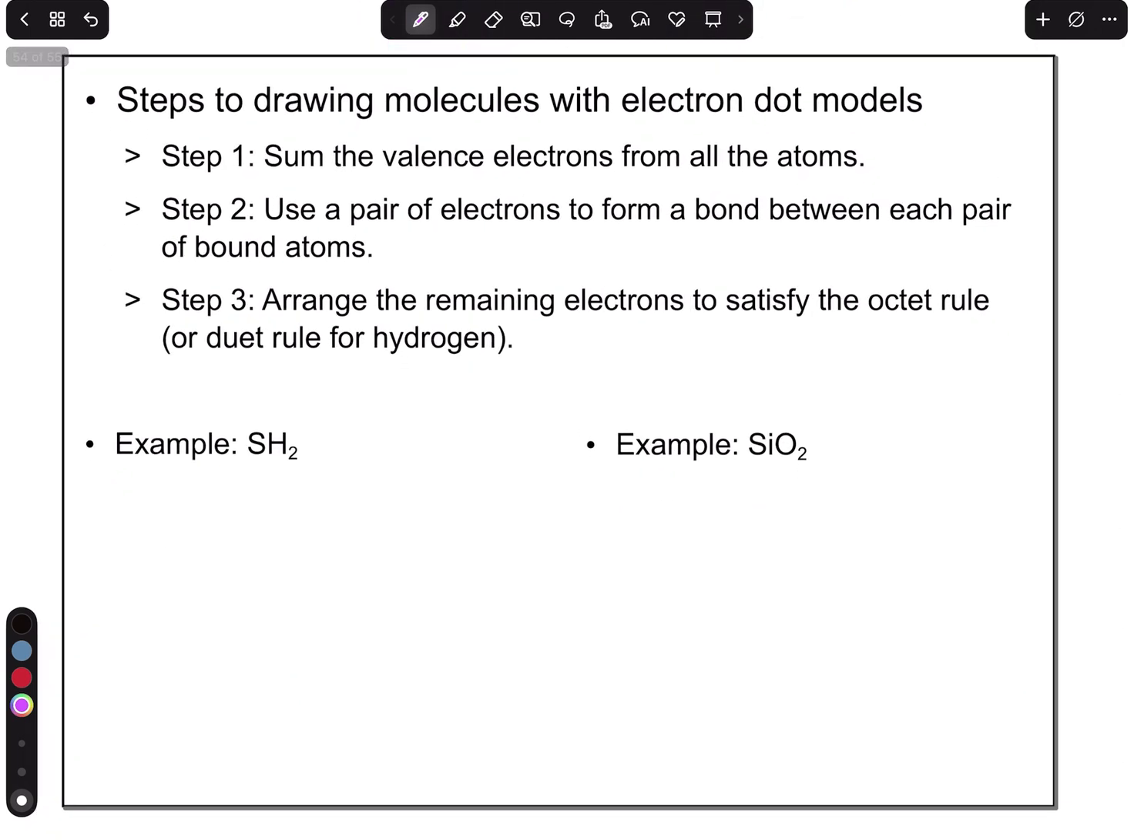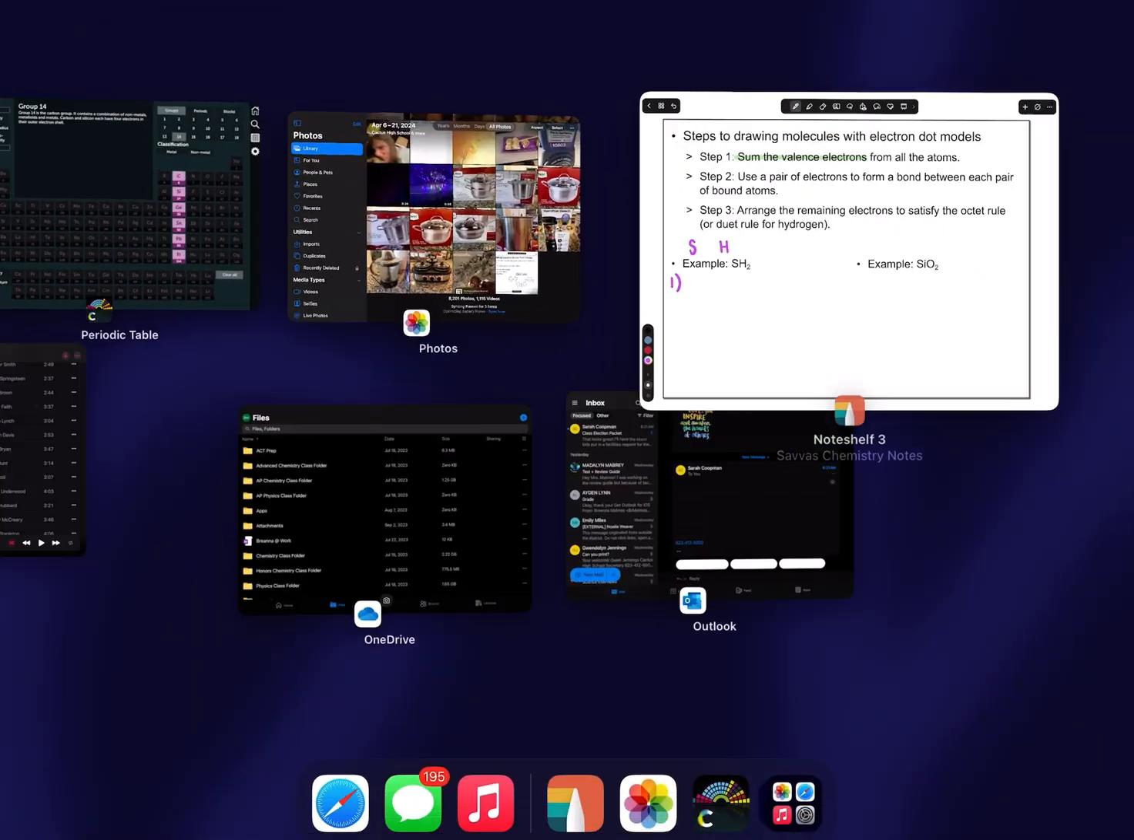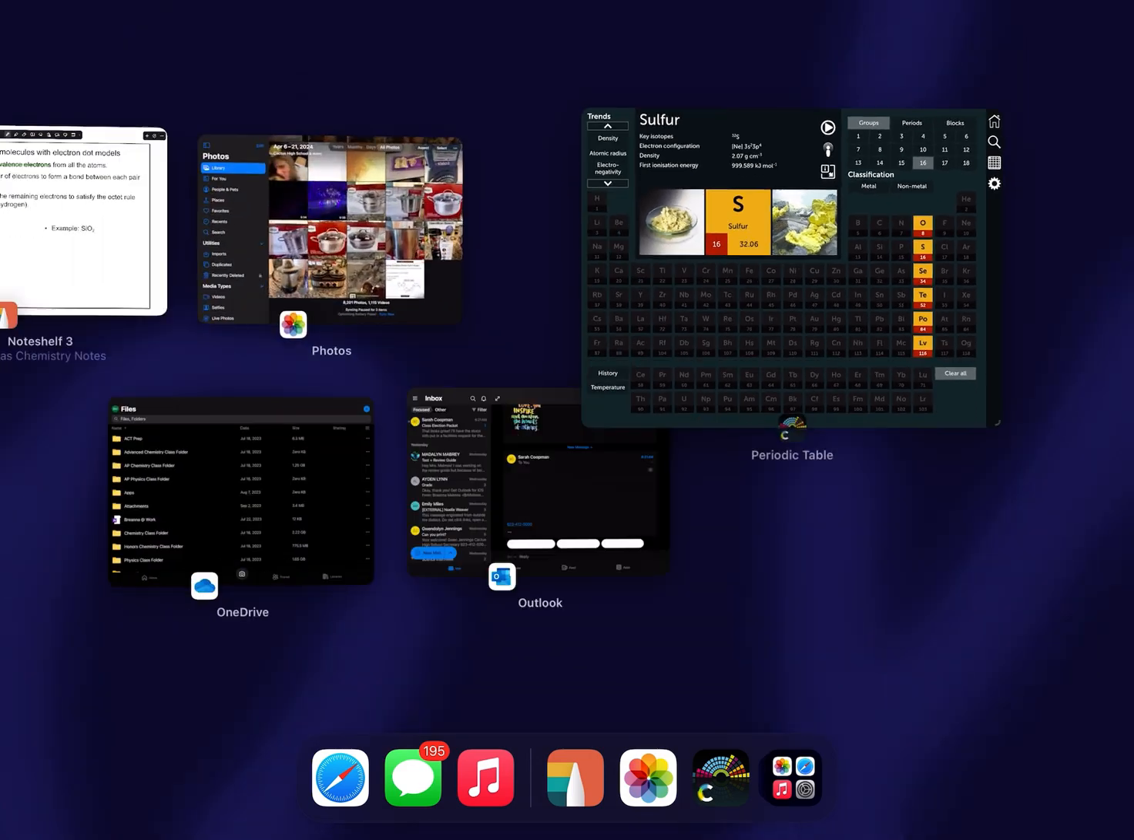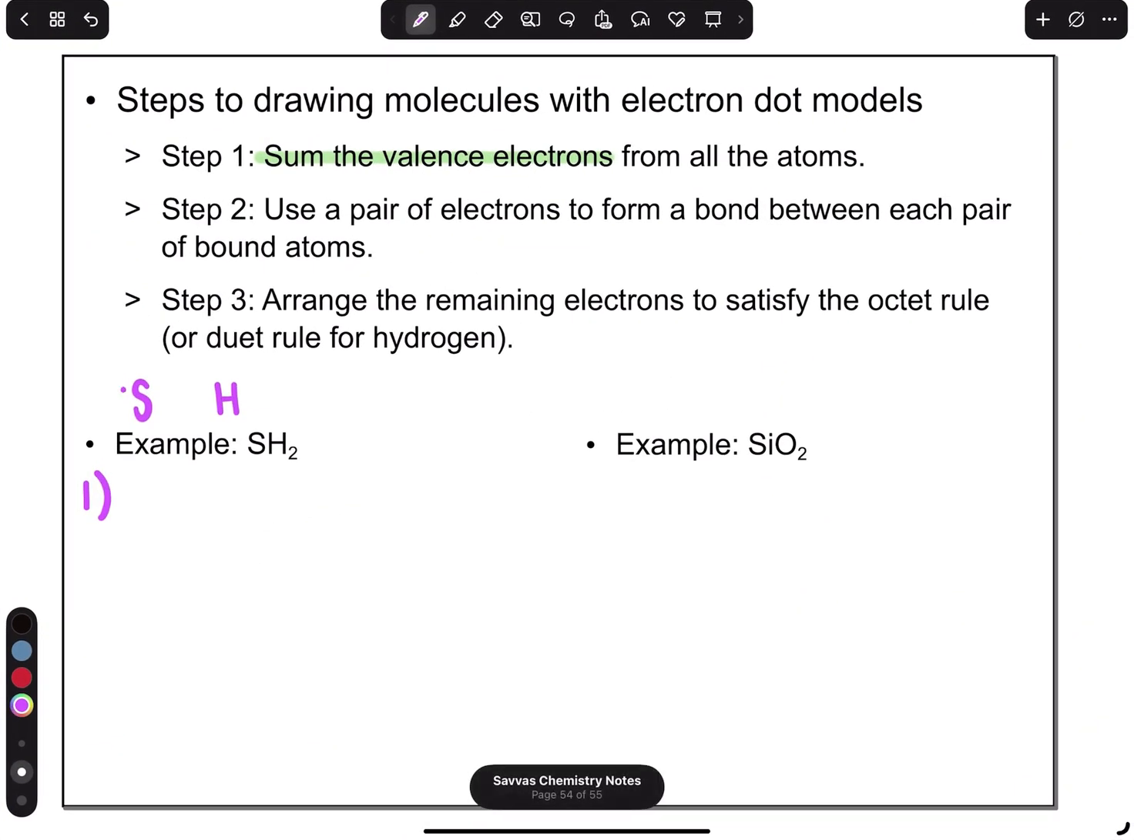The steps that we're going to be using are going to be the same steps as what we saw from part 1. So the first thing that I'm always going to do is add up the valence electrons from all the atoms in the molecule. So let's do that for this first example. Example 1. SH2 stands for sulfur and hydrogen, 2 hydrogens to be specific. Sulfur is in a specific group on the periodic table, group 16, which means it has 6 valence electrons. So I'm going to add sulfur's 6 valence electrons to the number of valence electrons each hydrogen has. Each hydrogen has 1 valence electron.